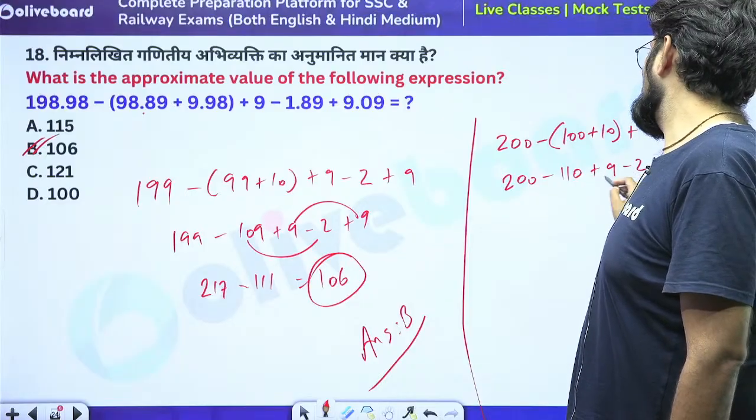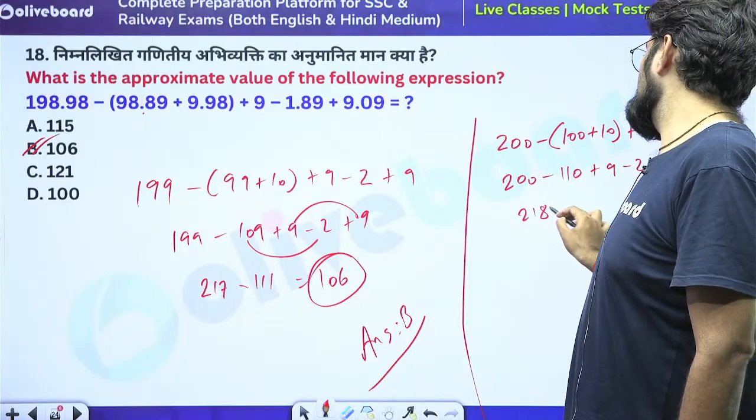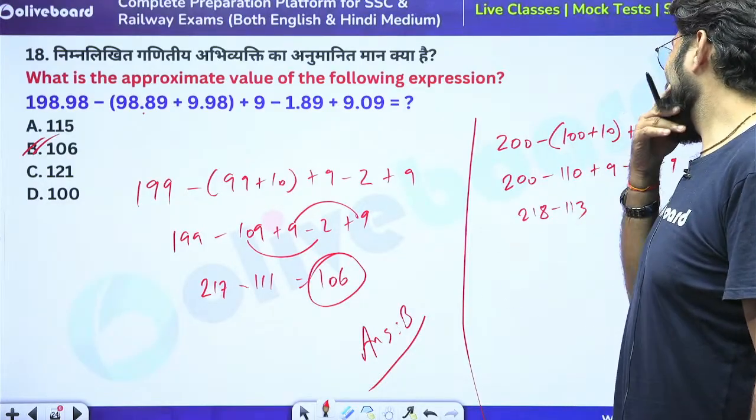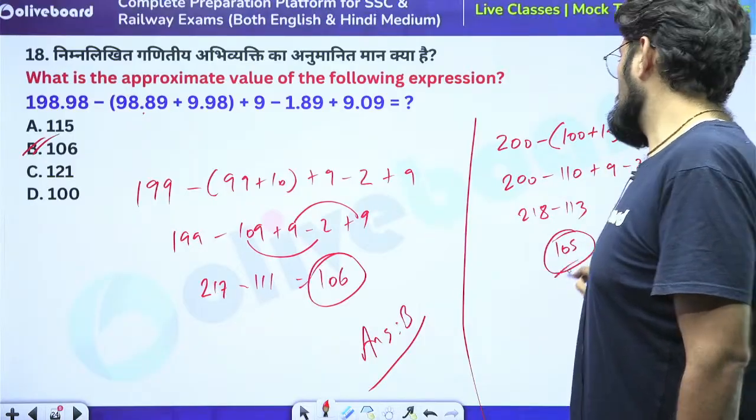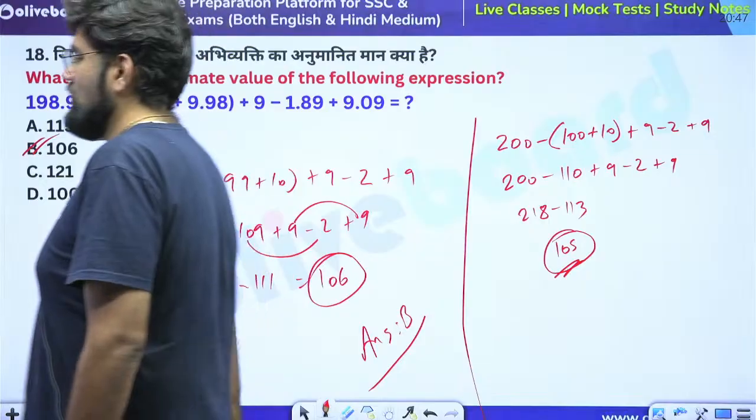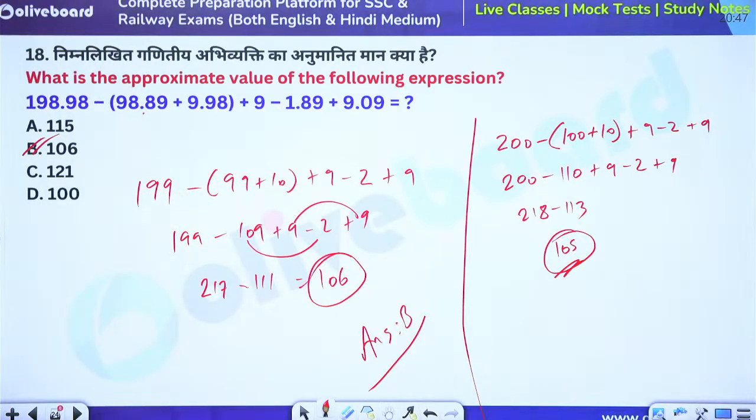This is 113. This is 218. So this will give me 105. And I want an approximate answer which is 106. So you can use this easier round off when there is a good spacing among your options.